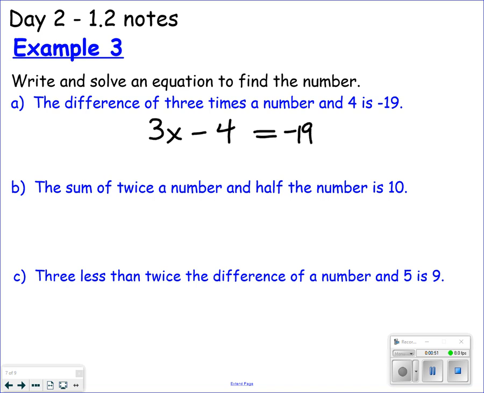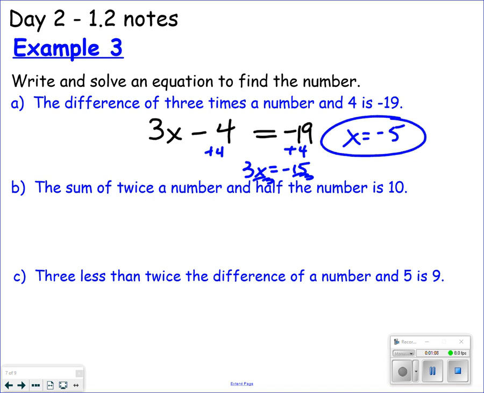The hard part about this a lot of times is just writing the equation. The easy part now goes back to what we did with multi-step questions. So you're going to add 4 to both sides to solve this, and then divide by 3. So x is equal to negative 5. And I know I didn't have a lot of space there, but the difference of 3 times the number and 4 is negative 19.